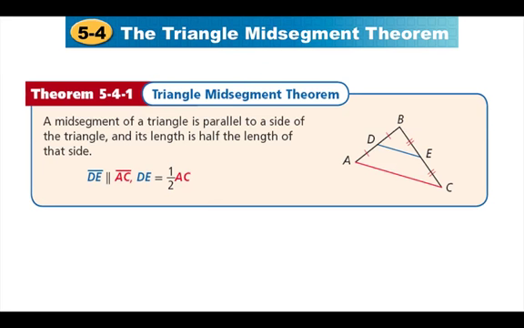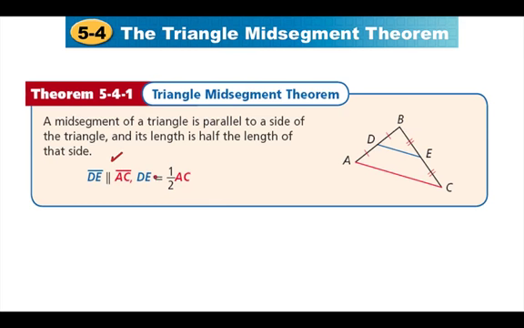Triangle mid-segment theorem. You can read this, but let me just highlight what this is saying. This is a mid-segment of this triangle, and this is the property that you have for the mid-segment. This mid-segment, segment DE, is parallel to segment AC. This is what you have here.